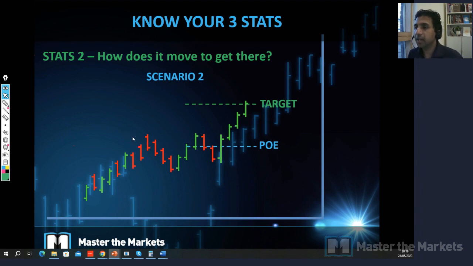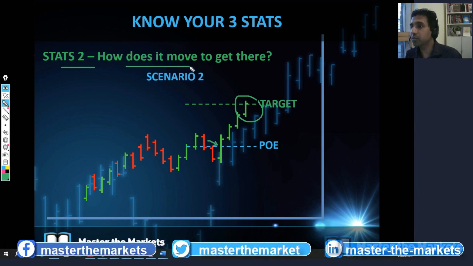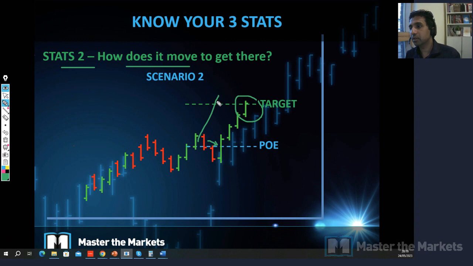We understand this. Now, one stat that you do need to know so that you do not panic when it goes against you is this: in both scenarios it has gone towards your target, but how does it move to get there? Does it move in a straight line, or does it move against you first before it gets there?